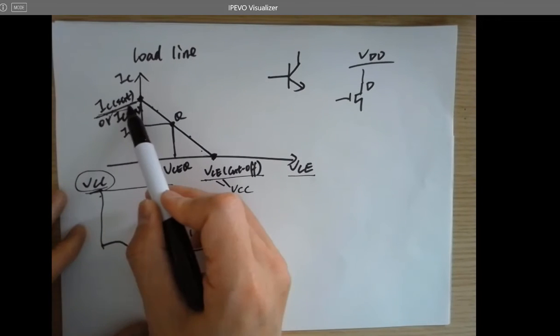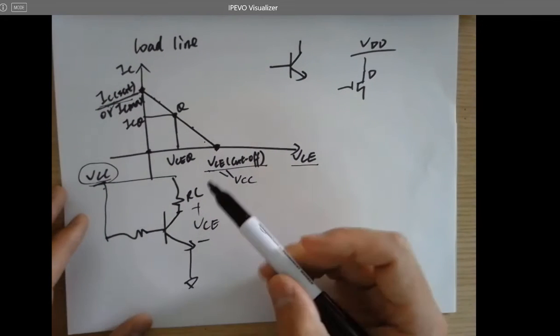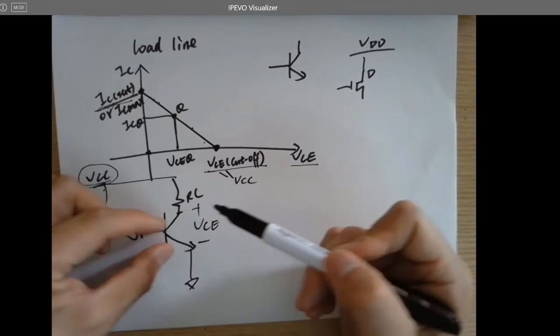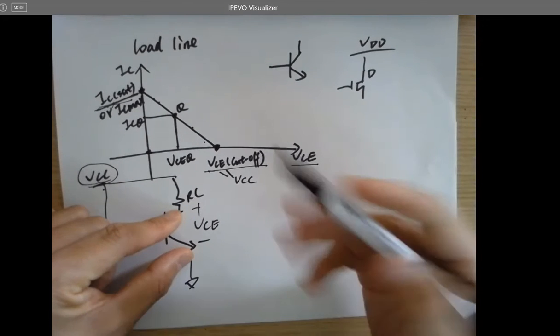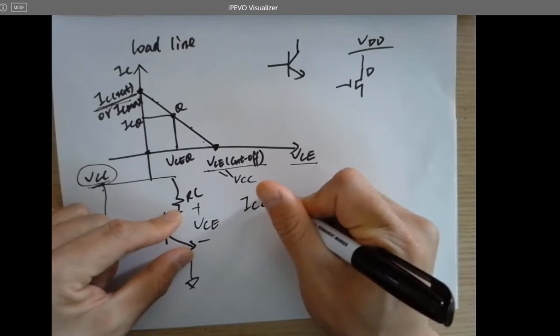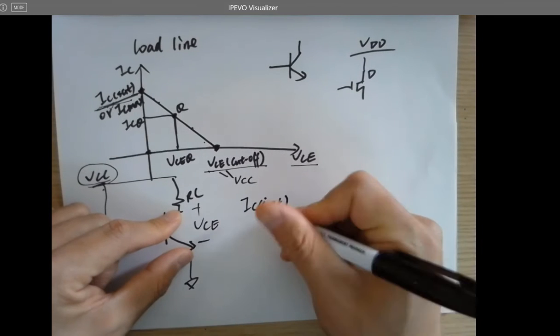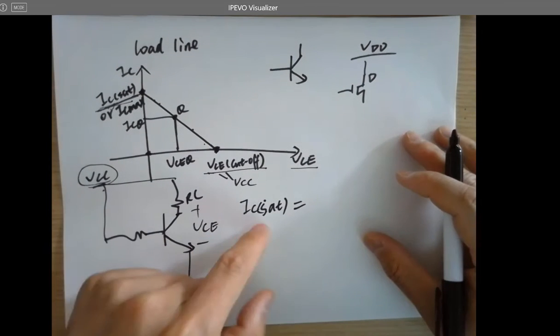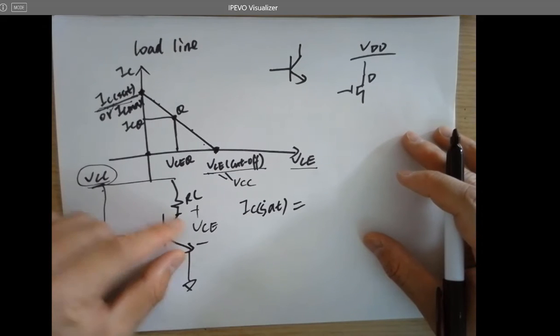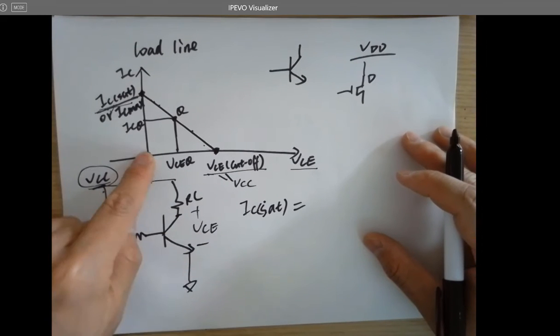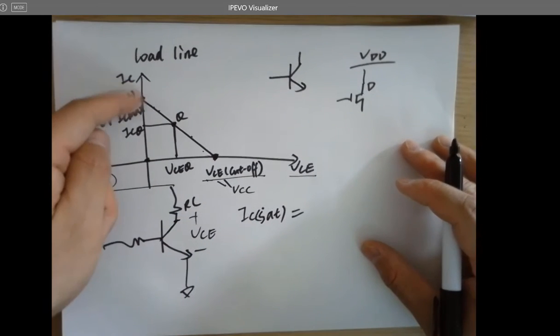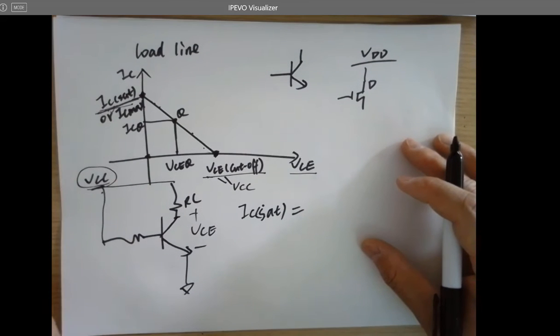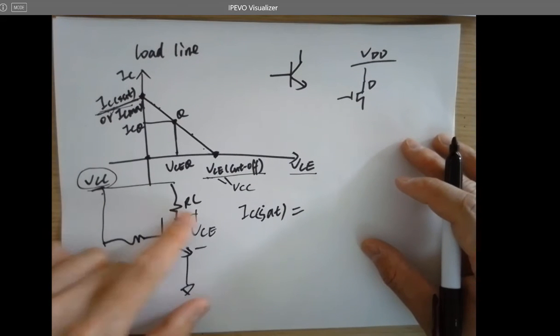calculate for IC set when VCE is 0. So what is IC set? Or IC max? What is this value? When VCE is 0, what is IC? Simply VCC over RC.